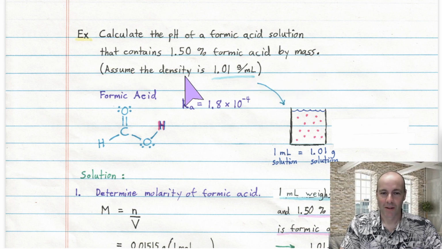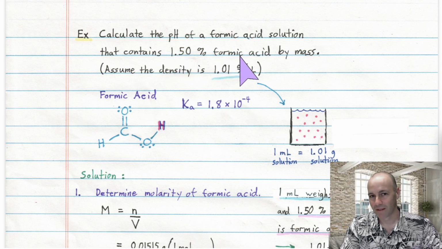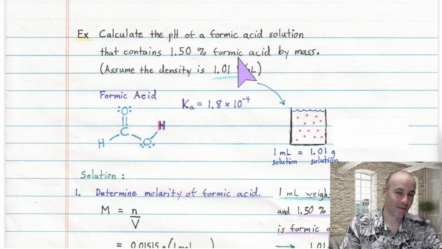So this is a little tricky problem. You're not told what the initial molarity is, but you're told what the concentration is by mass percent. So you need to convert the mass percent to molarity, and then proceed as we did in the last problem.